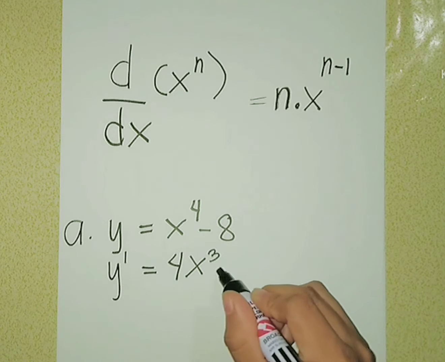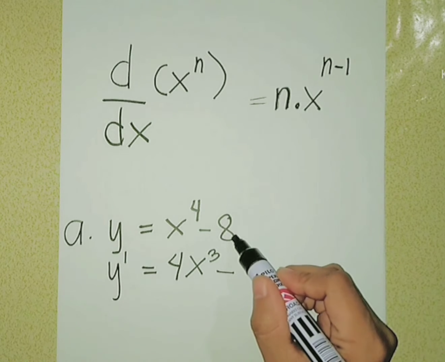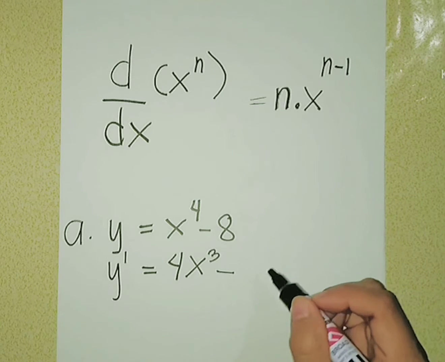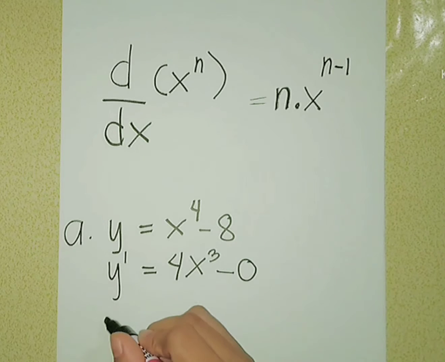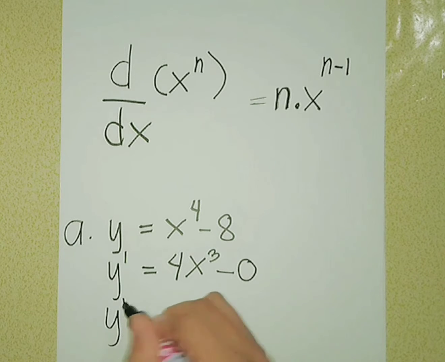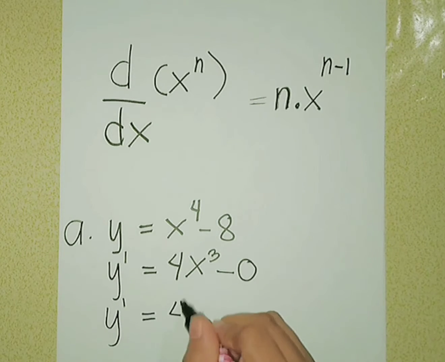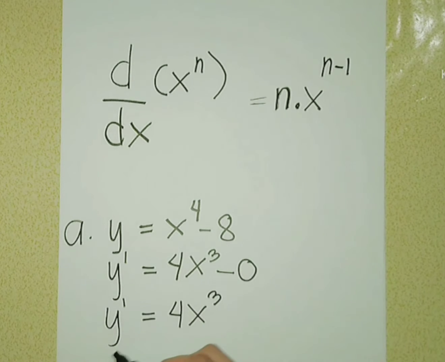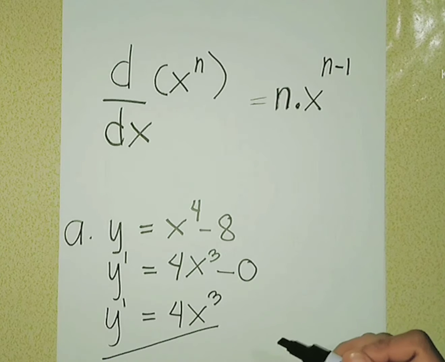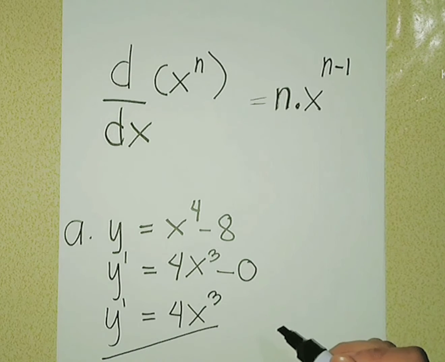3. And then minus the derivative of 8 is 0. That is our constant, so we write 0. So we got y prime equals 4x cubed. Now this is our answer, and that is the power rule. Now let's proceed to another example.